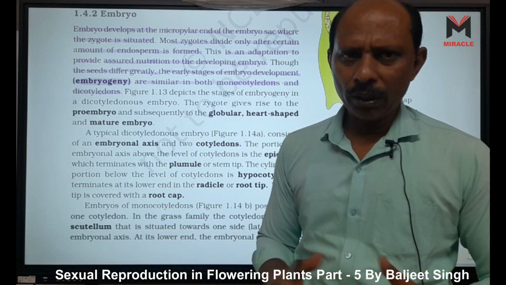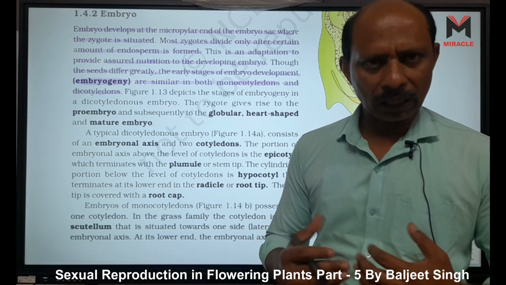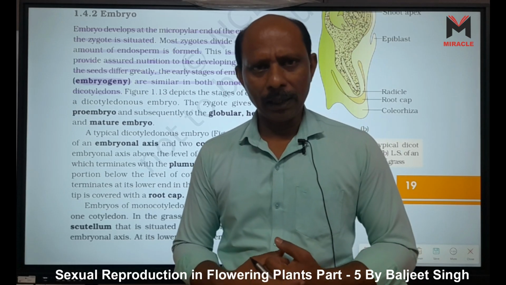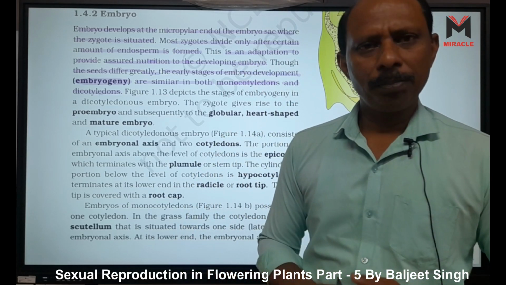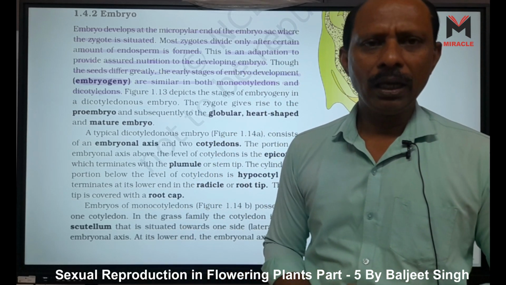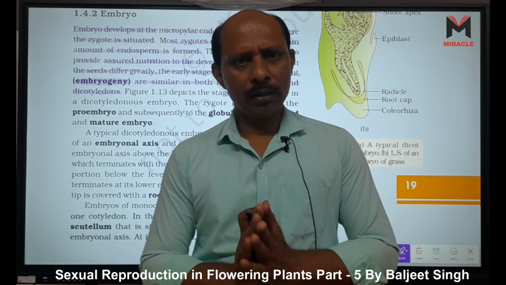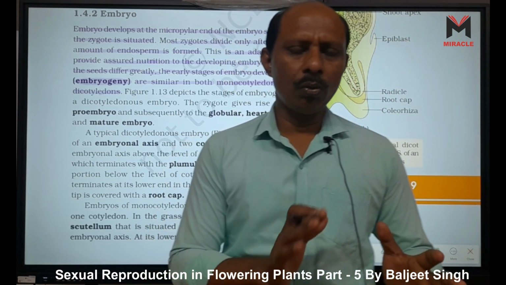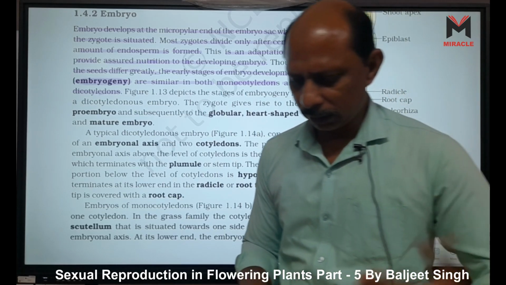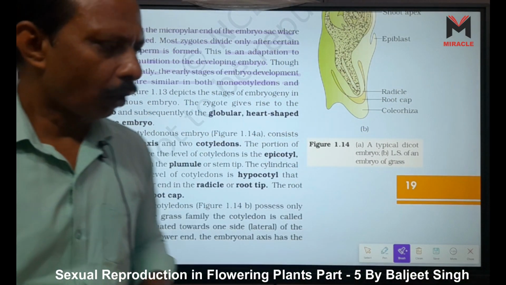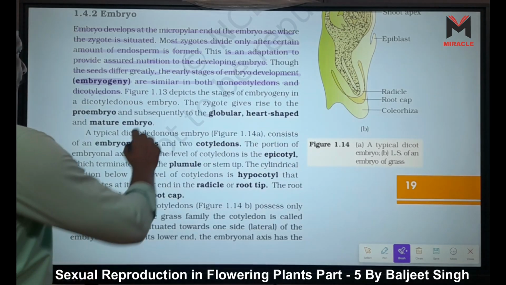And the lower cell, which is called the embryonal cell, is toward the chalaza side. It divides in all directions and forms a globular embryo. Then it is converted to a heart shaped embryo, and after that a mature embryo. So the early stage is the same in both cases, right?